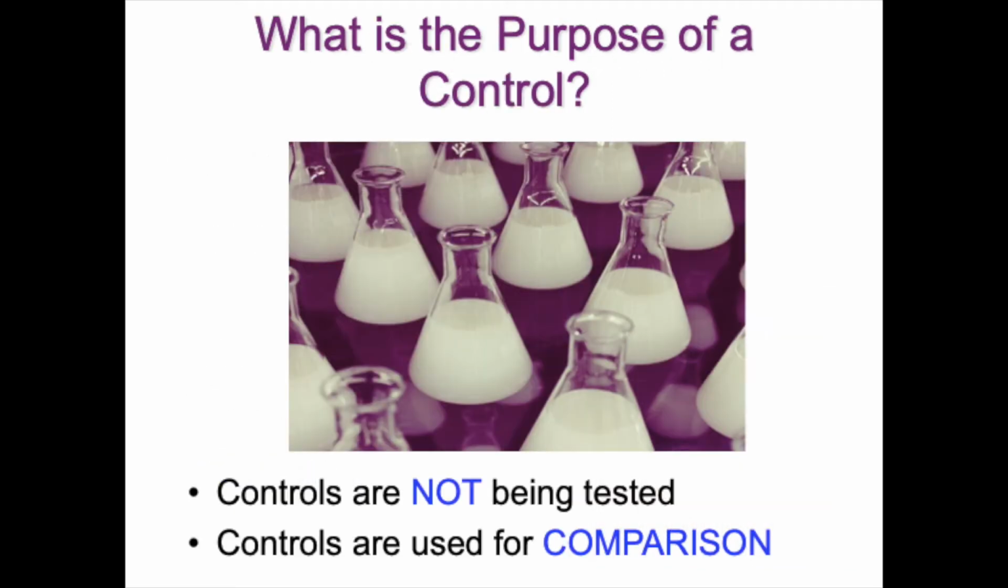So, what's the purpose of a control? The controls are not being tested. The controls are what are staying constant. Okay? Controls are used for comparisons. We are only going to change one variable at a time.